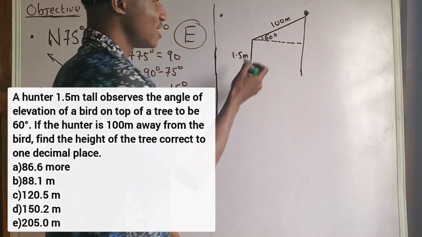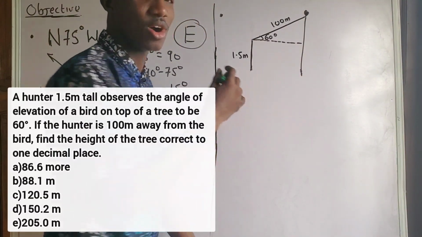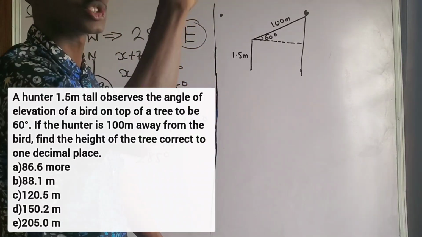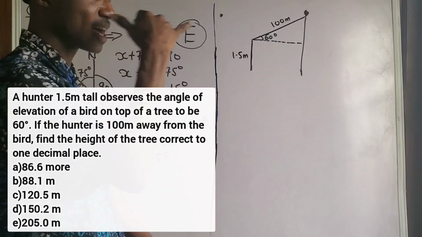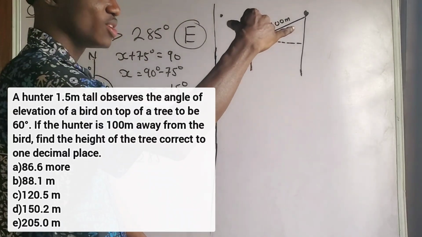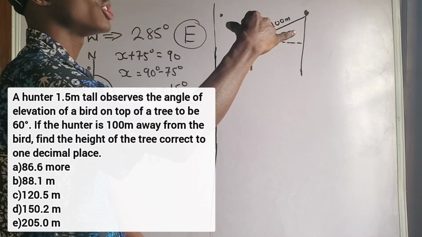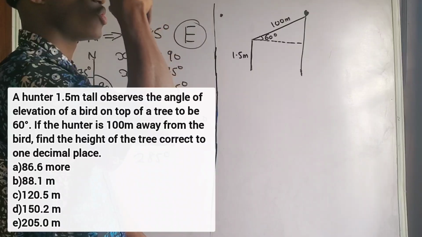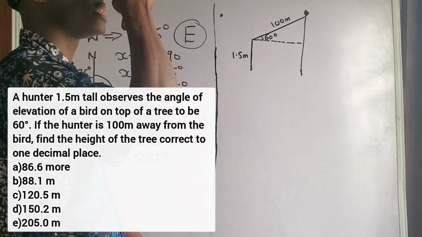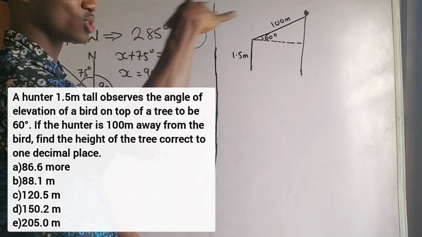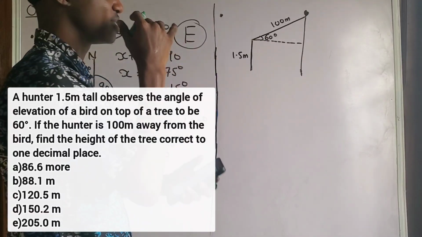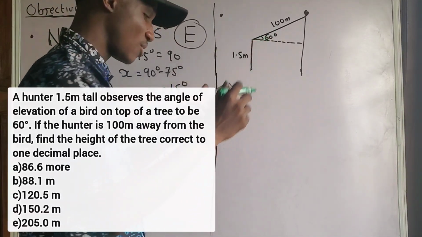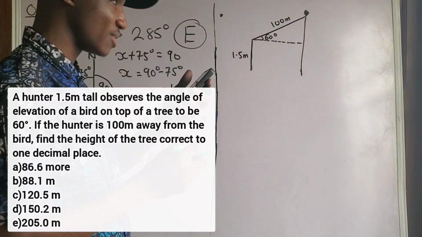You understand? This is the height of the hunter. The hunter observed a bird on a tree. Now, when he observed the bird, if this is his eye level before, when he observed the bird, the eye level changes. So the angle between the new eye level and the horizontal level is 60 degrees. And the distance between them is 100 meters. Now the goal is to calculate the height of the tree.